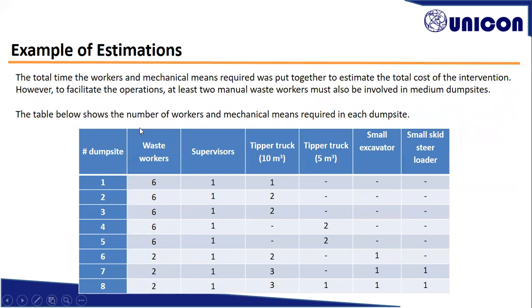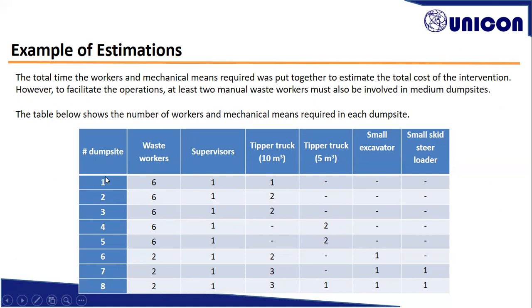The table below shows the number of workers and mechanical means required in each dump site. It has to be considered that the total time the workers and mechanical means are required was put together to estimate the total cost of the intervention. But although in dump sites 6, 7, and 8 mechanical means were conceived to facilitate the operations, at least 2 manual waste workers were also conceived as additional workers.